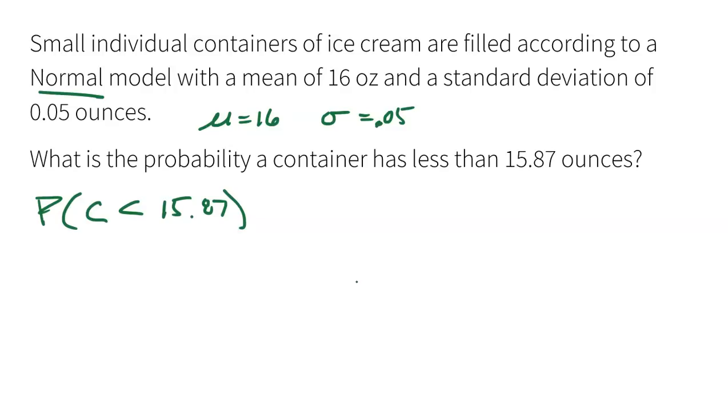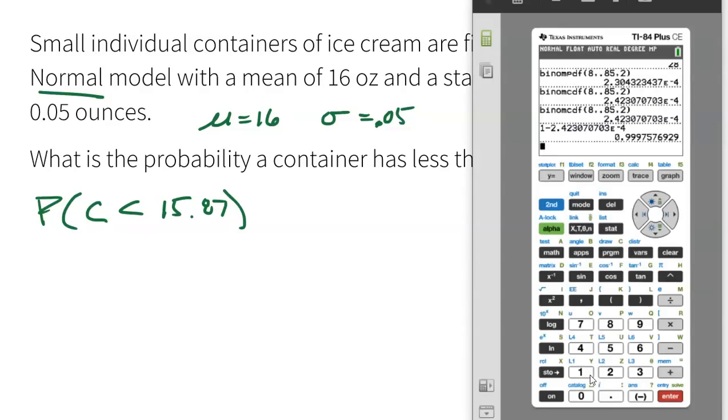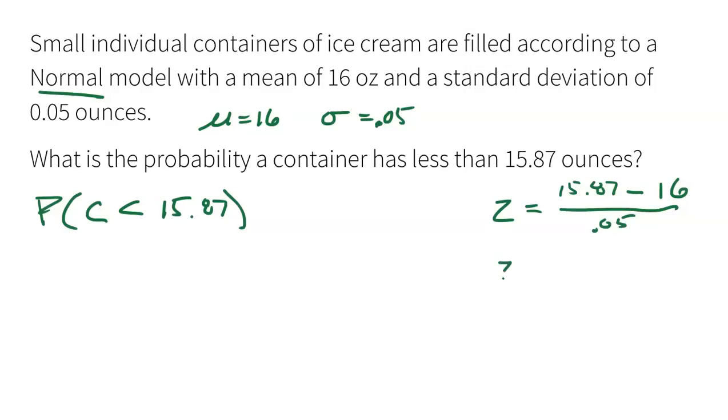That's going to help me find probabilities with a normal model. But to do that, I need a Z-score. So I need to figure out the Z-score for 15.87 ounces. And that's such an easy formula. Everybody at this point should know the Z-score formula. Subtract the mean, divide by the standard deviation. So when I go to grab my calculator, I'm going to make sure I do 15.87 minus 16. Make sure you always do that numerator first, hit enter, then divide it by 0.05, and I get negative 2.6. So that's my Z-score.